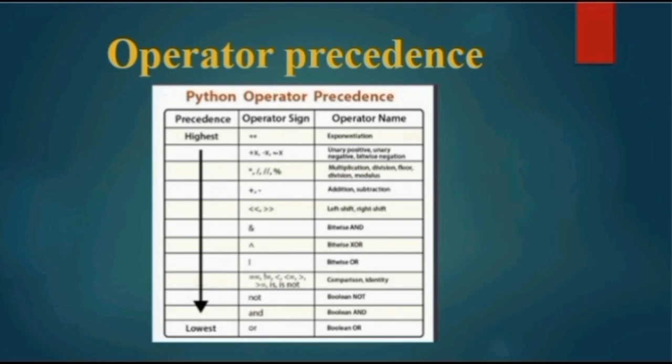Like this, we have the precedence chart here. You can see the exponent has the highest precedence. Next we have unary operators like plus, minus and bitwise not, and next multiplication and division, and next addition and subtraction, followed by bitwise operators, comparison, identity and boolean operators. Understanding operator precedence helps ensure expressions are evaluated correctly, avoiding unexpected results in Python programs.